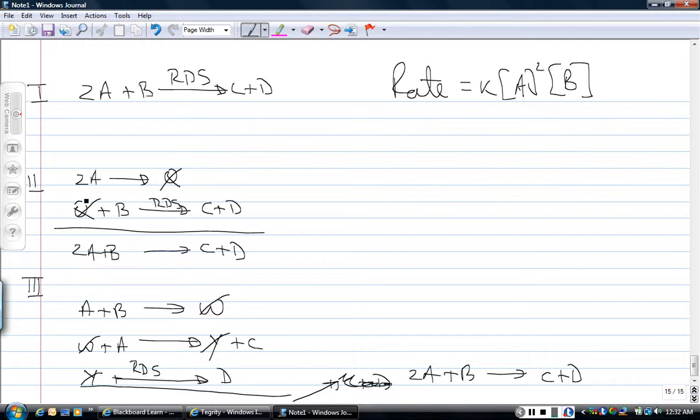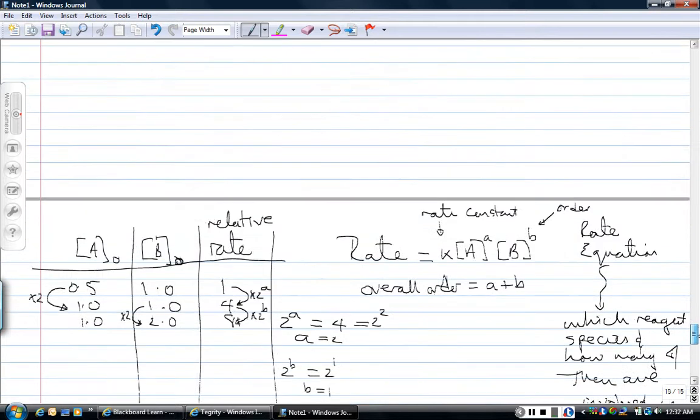Now understand, here a Q is involved up to and including the RDS. Here a W and a Y are involved up to and including the RDS. But my rate equation can only feature the things I put in, my reagents, right? Because when I mix my reagents at the beginning, I can only mix the things that I have. If intermediates are generated, I can't put them in the system, right? I can't buy the intermediate.